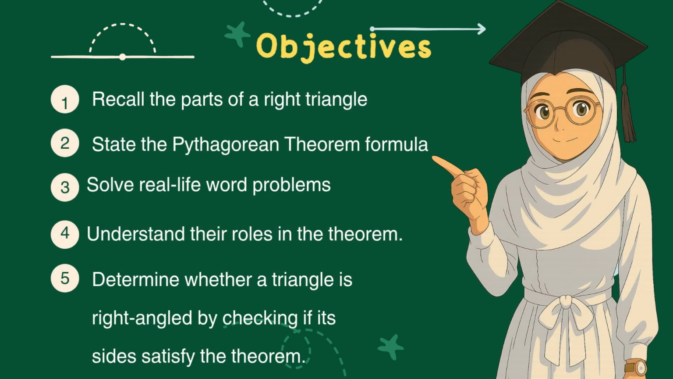The objectives of the lesson are: first, recall the parts of a right triangle. Then, state the Pythagorean theorem formula. Then, solve real-life word problems to understand their roles in the theorem. Finally, determine whether a triangle is right-angled by checking if its sides satisfy the theorem.